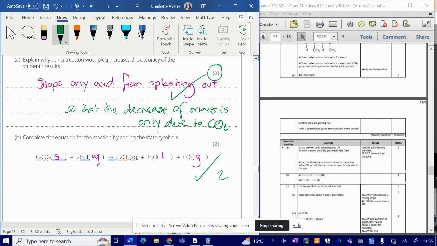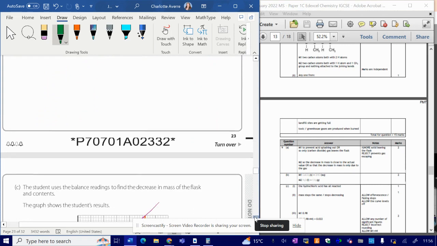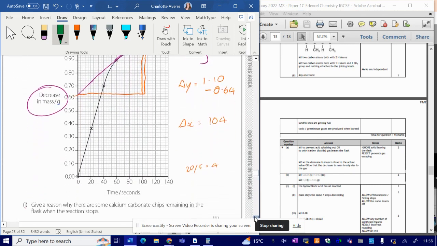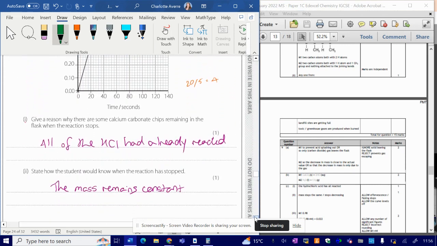Okay, 2 marks, 1 for solid and aqueous, 1 for liquid and gas. So that's all fine. Yeah, it stops because all of the HCl has reacted. And we know that it stopped when the mass remains constant or stays the same.